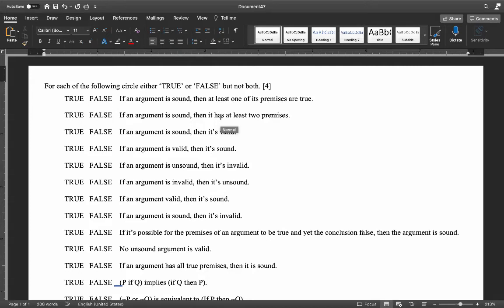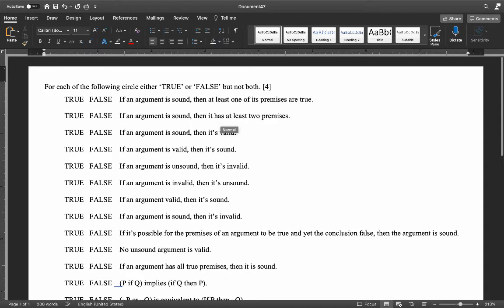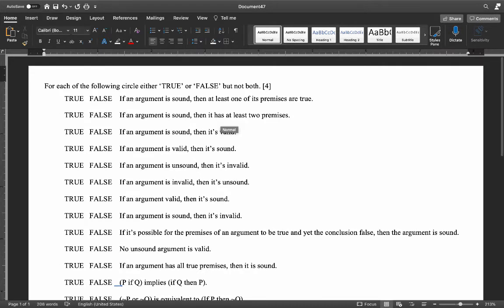Okay, here we're going to go over the problems from the true-false section, which deal with two things. One, the definitions of validity and soundness, and two, implications or equivalences in between logical formulas. So let's just start with the valid sound questions.